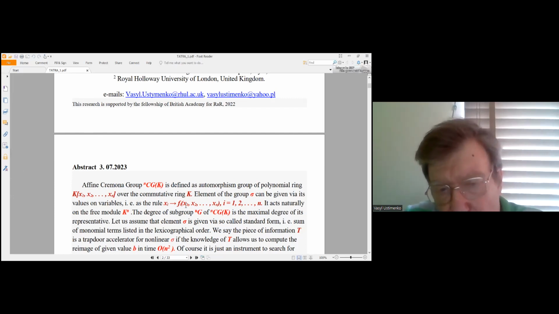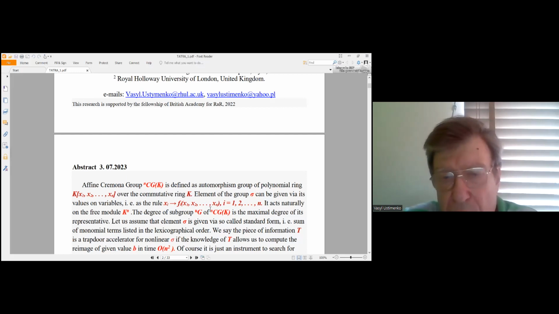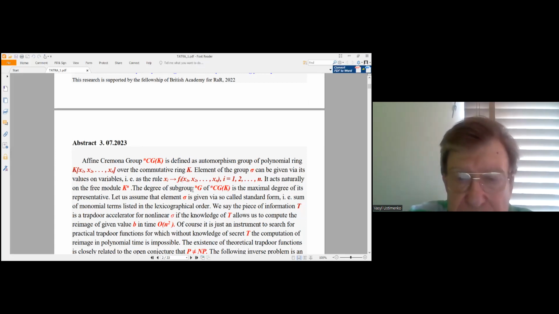And the polynomials will be given in their so-called standard form just via the list of their monomial terms ordered in lexicographical order. So we can talk about degree of polynomial fi here, and about degree of map, because it's just the maximum of the degrees of fi. And if we have some subgroup in this affine Cremona group, then we will talk about its degree as maximal degree of its representatives.